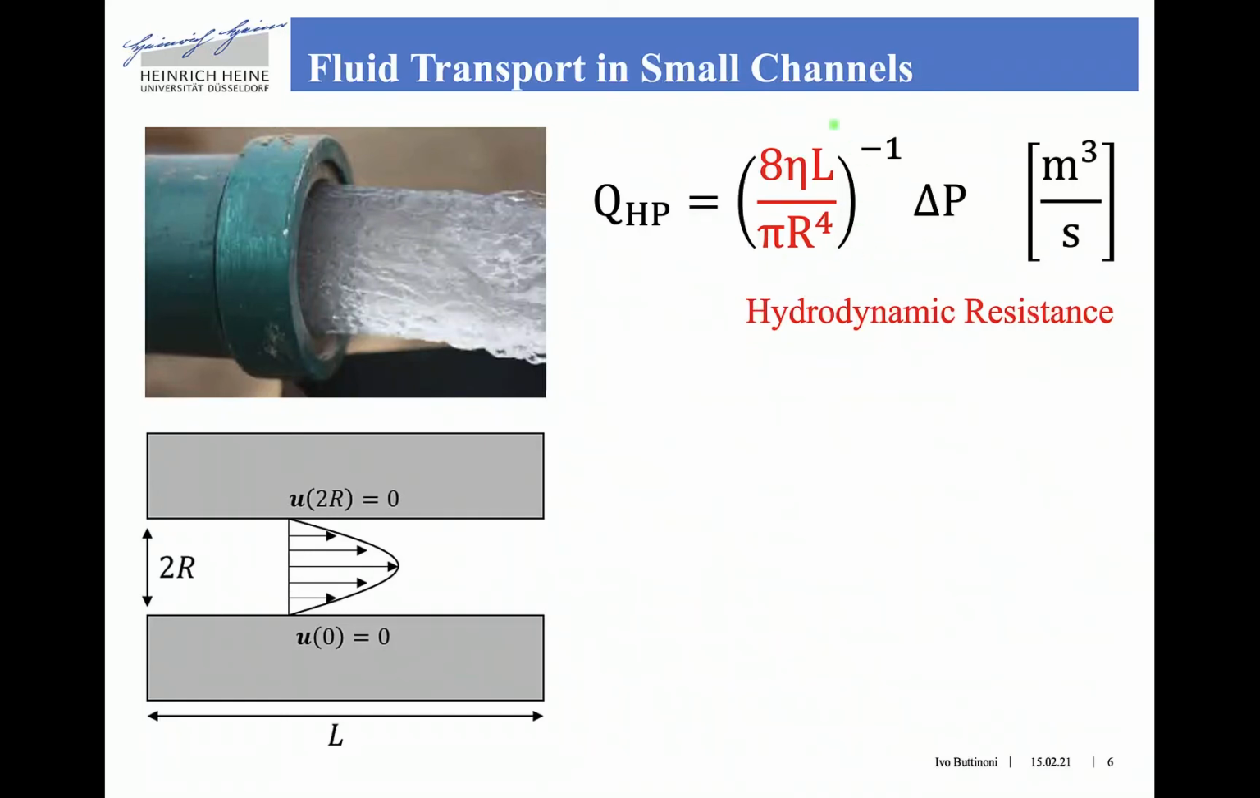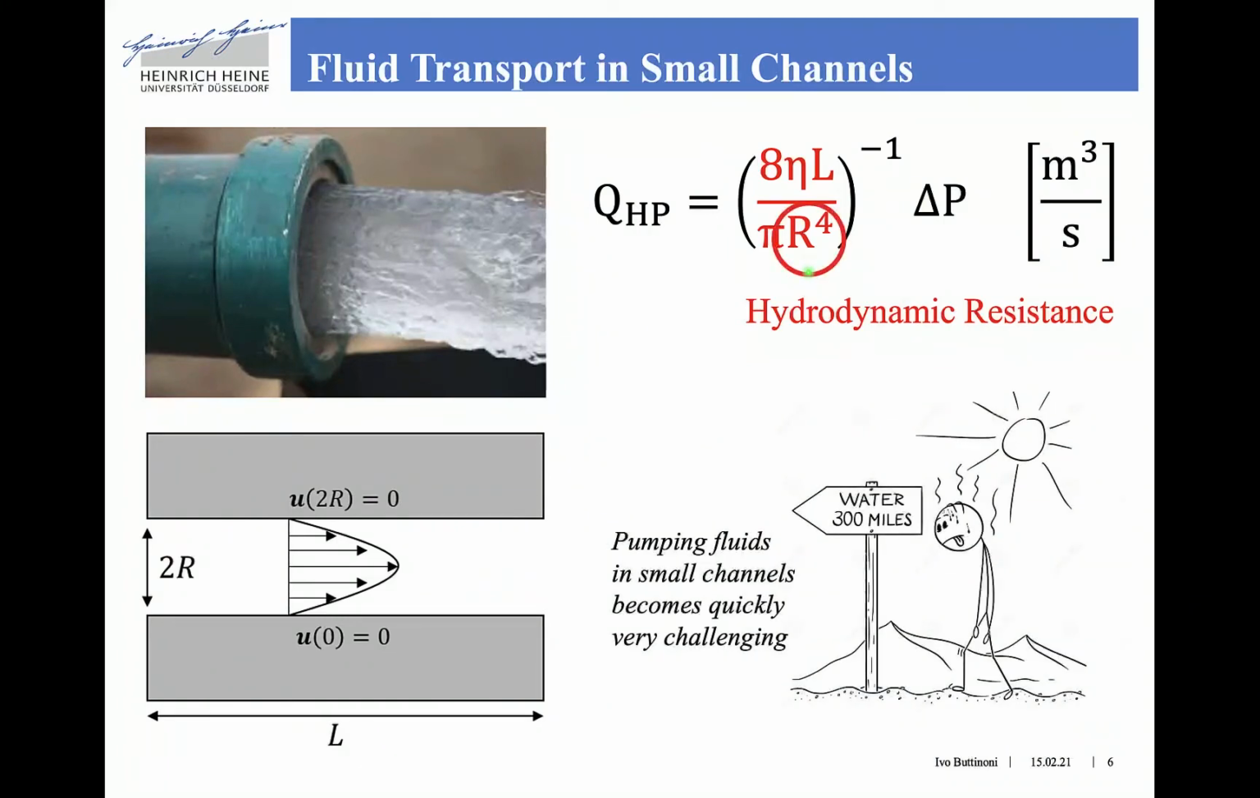Here this factor, A times eta times the length divided by pi r to the power 4, is the hydrodynamic resistance of the pipe, which, as you can see, increases very quickly as the radius of the channel becomes smaller and smaller. In other words, pumping fluids in small channels quickly becomes very challenging, and large pressure drops are often needed when dealing with a microfluidic device or molecular scale confinement, as well as porous media, and so on.